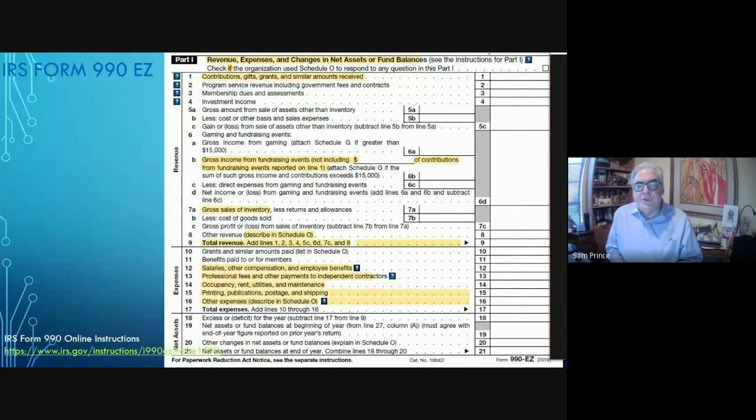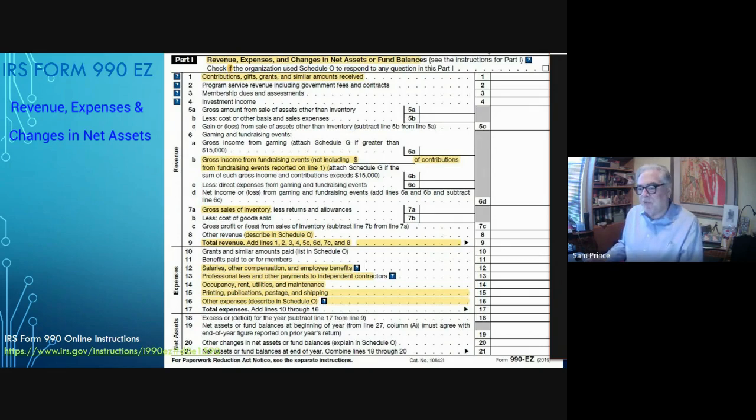Part 1 deals with revenue, expenses, and changes in net assets. What that means is you have things of value, you have bills that you owe, and when you subtract the bills that you owe from the things of value that you have, which includes not just cash, but real property, which means buildings and land, equipment, furniture, automobiles or vans or trucks.